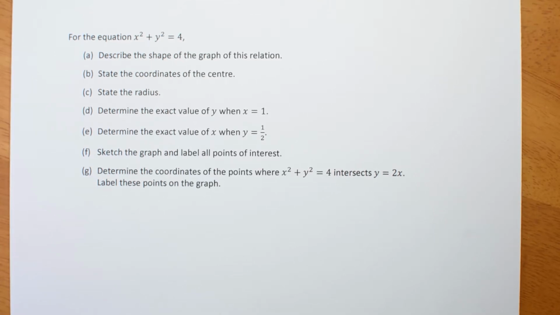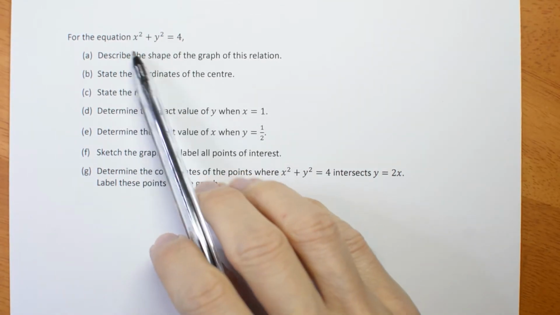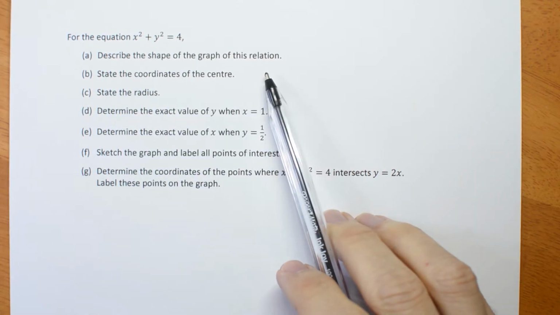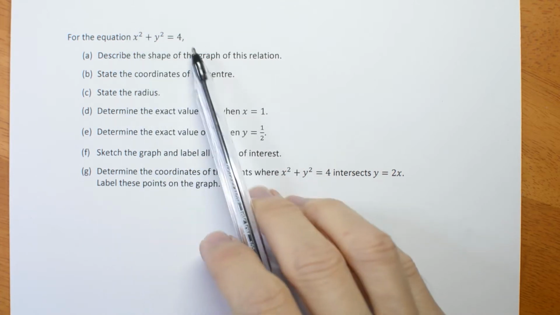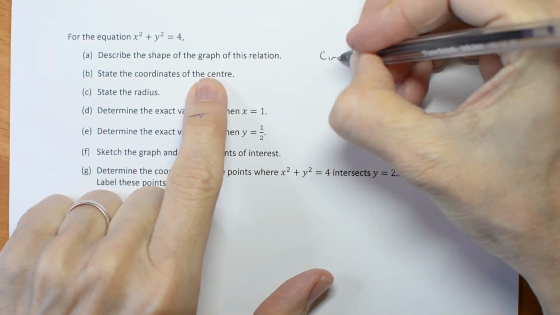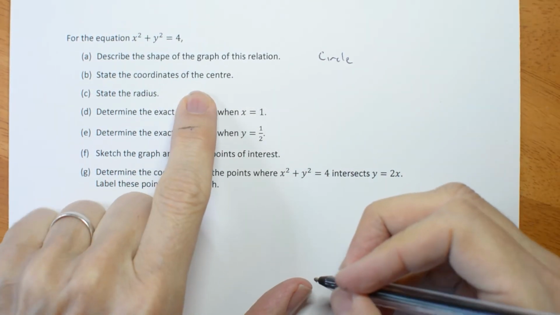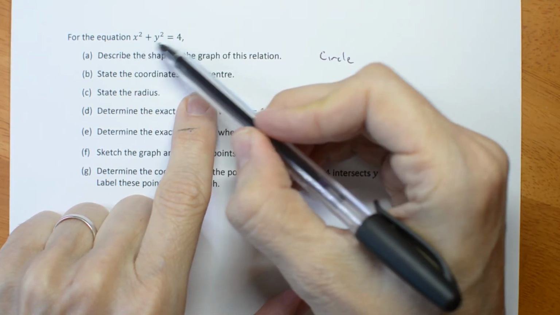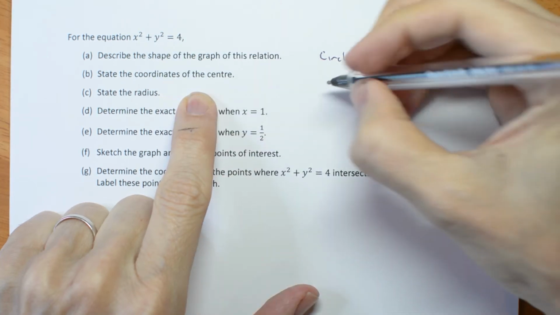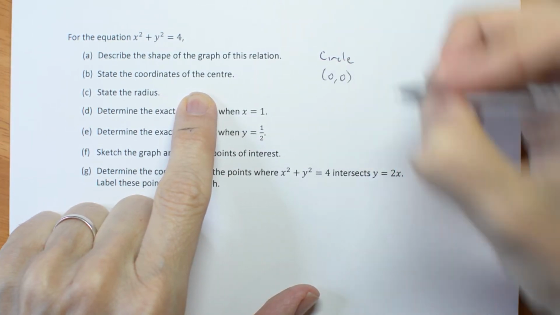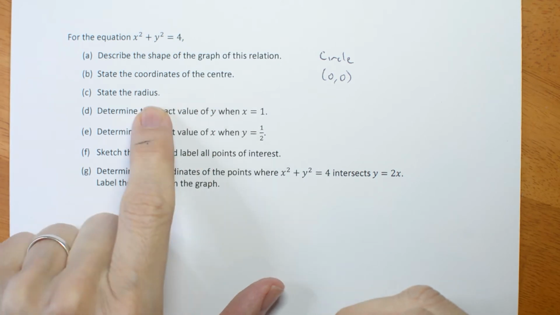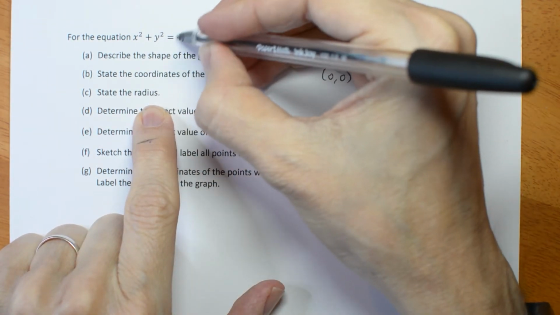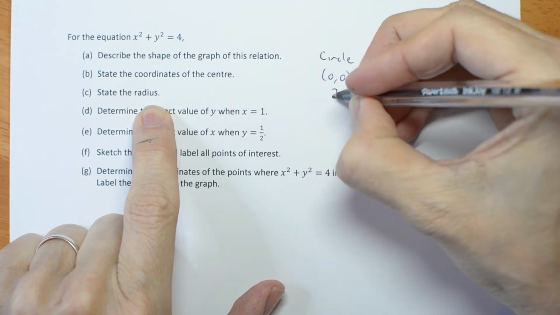So let's have a go. For the equation x squared plus y squared equals 4, describe the shape of the graph. So you have to be able to recognise that this is a circle. State the coordinates of the centre. Well, nothing is being added to or subtracted from x or y before they're being squared, so the centre is the origin, (0, 0). State the radius. Well, this number on the end is the radius squared, so the radius must be 2.